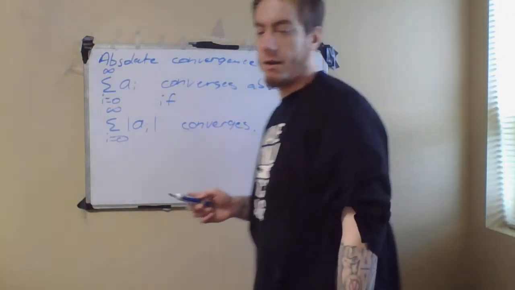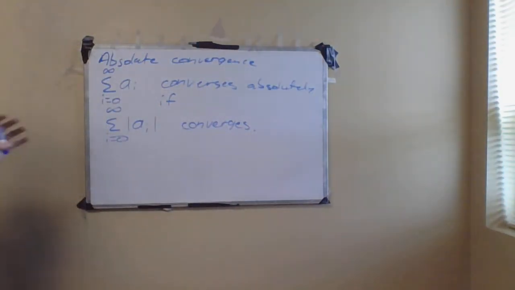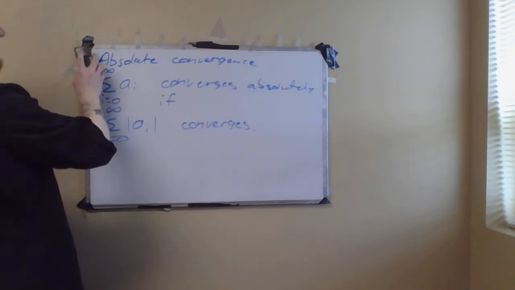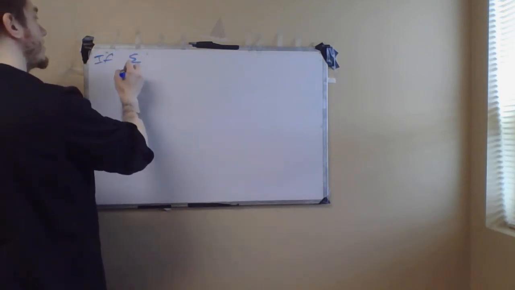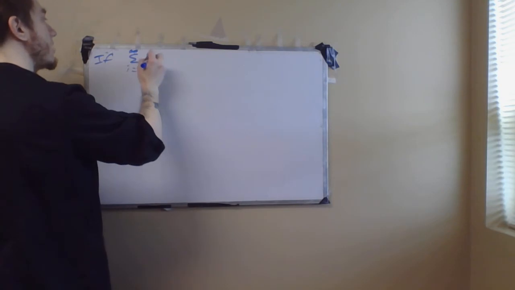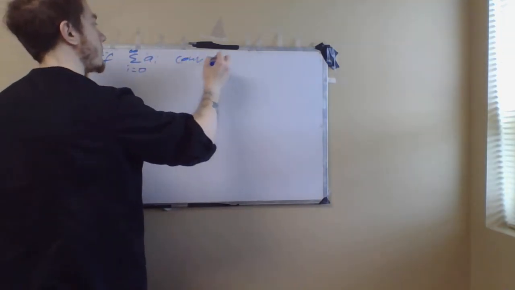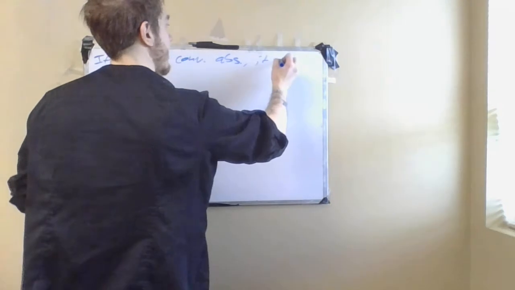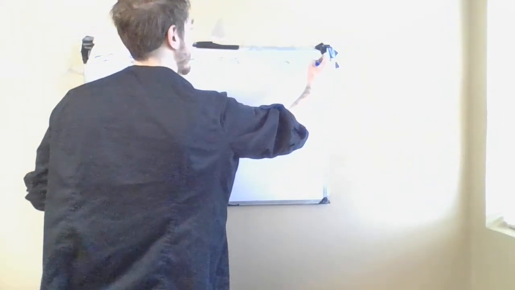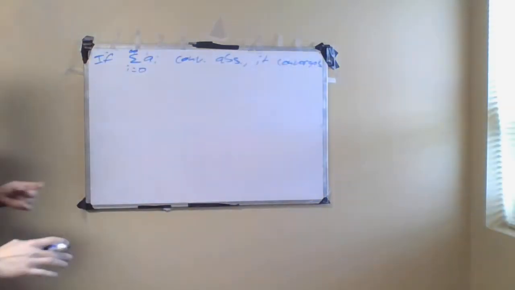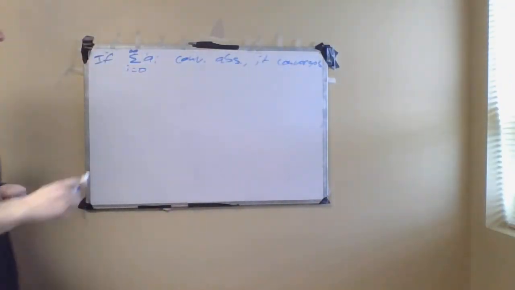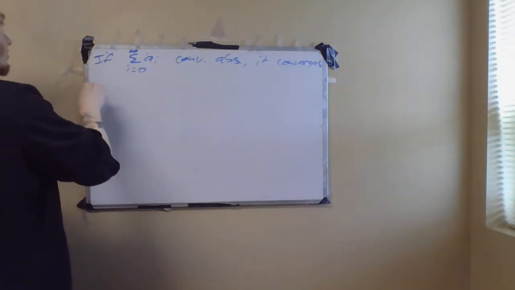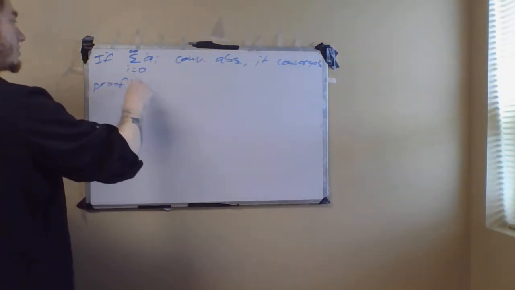Now, the important thing about absolute convergence is this. So let's state this. If the sum from i equals 0 to infinity of the a sub i's converges absolutely, it actually converges as well. So the series is going to converge if it converges absolutely. And the proof of this fact isn't super tricky, so let's talk through why this is true.